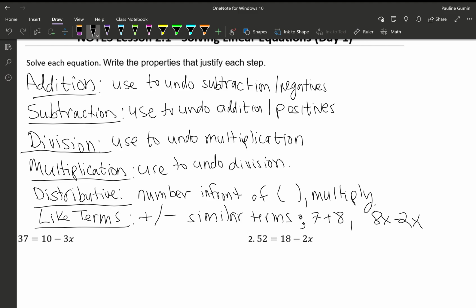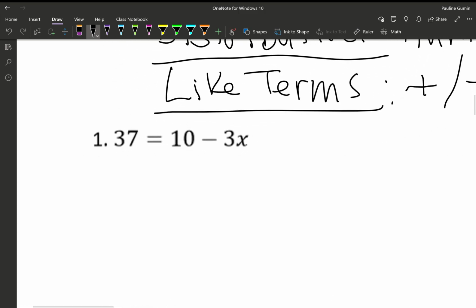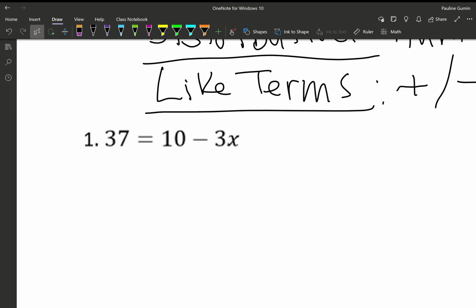Okay, let's dive into this. All right, number 1, 37 equals 10 minus 3x. So our goal when we solve equations is to get the variable by itself. So our goal is to have x by itself. Think of it as kind of unwrapping a present. So we're going to start on the outside to get inside. The first thing I'm going to do is draw a little line down the middle to stabilize my equation. Now, the x is attached to -3, which is attached to a positive 10. So I want to get rid of that 10 first.